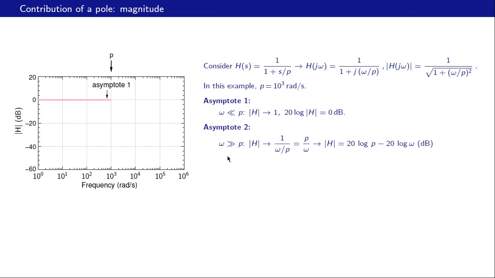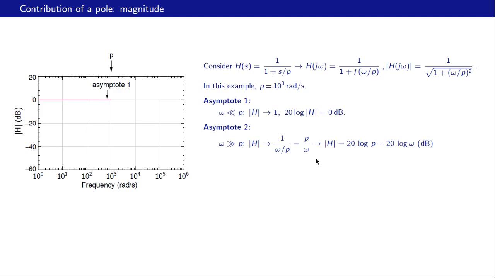Our asymptote 2 corresponds to omega much greater than p, and in that case this term is much larger in magnitude than this one, so we ignore this one here. The magnitude of h then is 1 over omega by p, or p by omega, and h in dB is then 20 log of p by omega, that is 20 log of p minus 20 log of omega. This is a straight line in this plane, and it has a negative slope, so it's going to go like that.